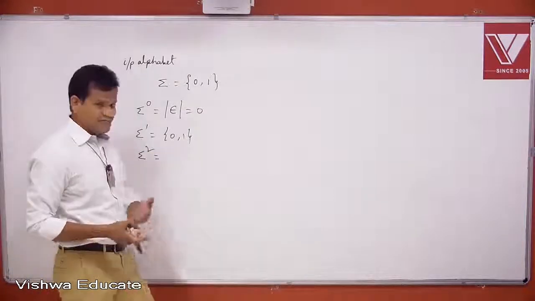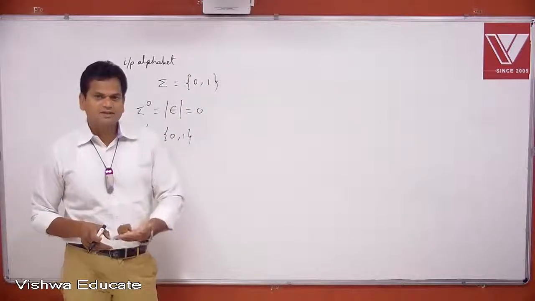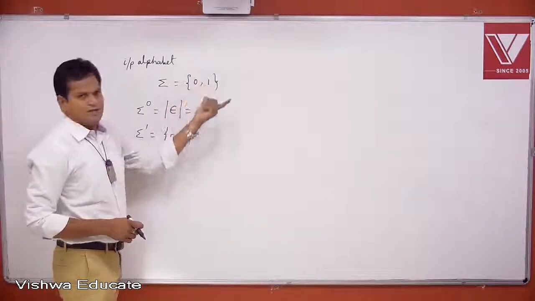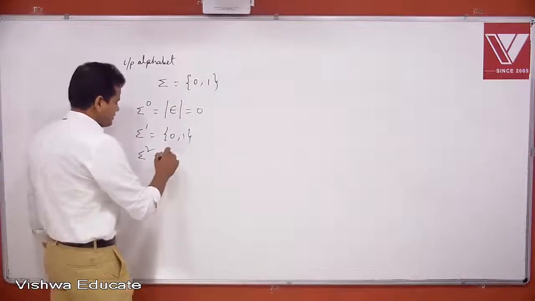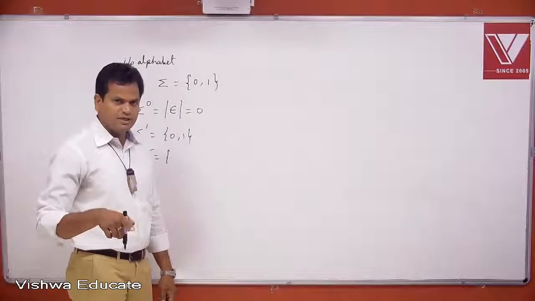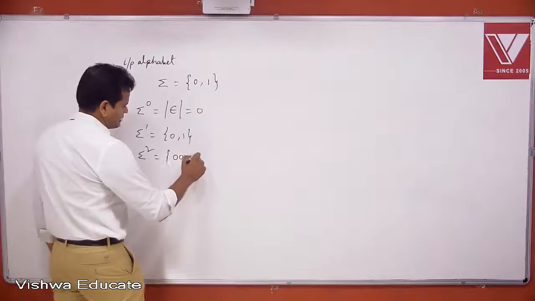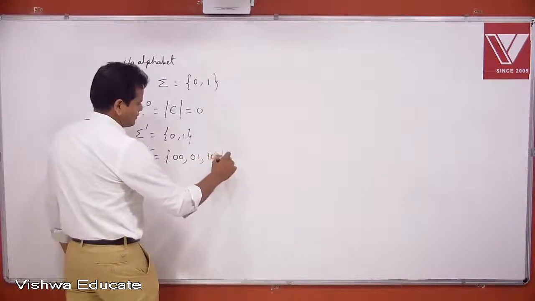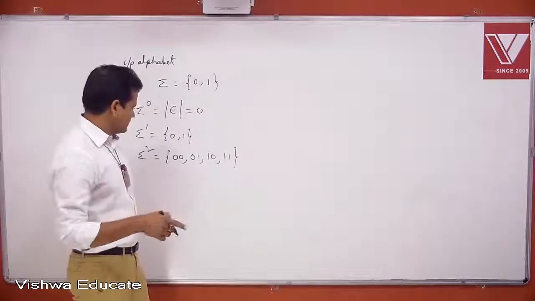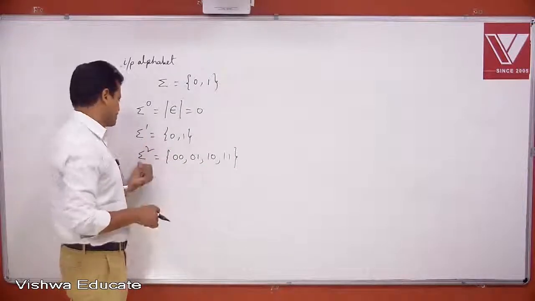It is any combination over sigma of length 2. Here sigma power 1 is over length 1. What are the length 1 strings? 0 and 1. And sigma power 2 is all combinations of 0s and 1s of length 2. So what can this be? 00, 01, 10, 11. These are the strings over sigma of length 2, sigma square.